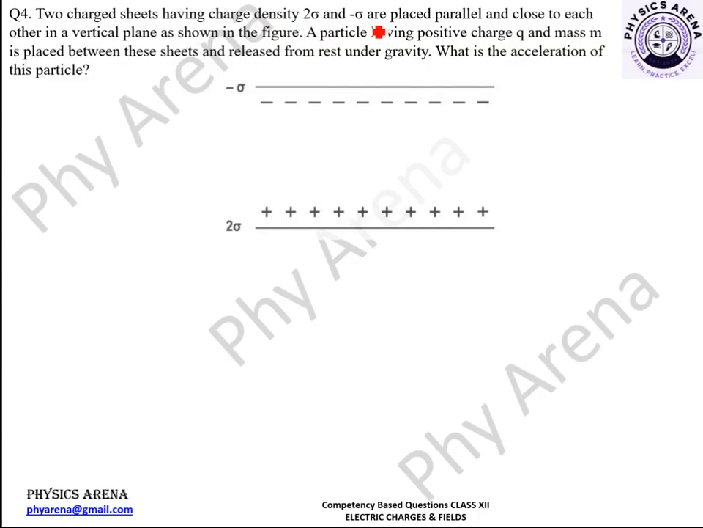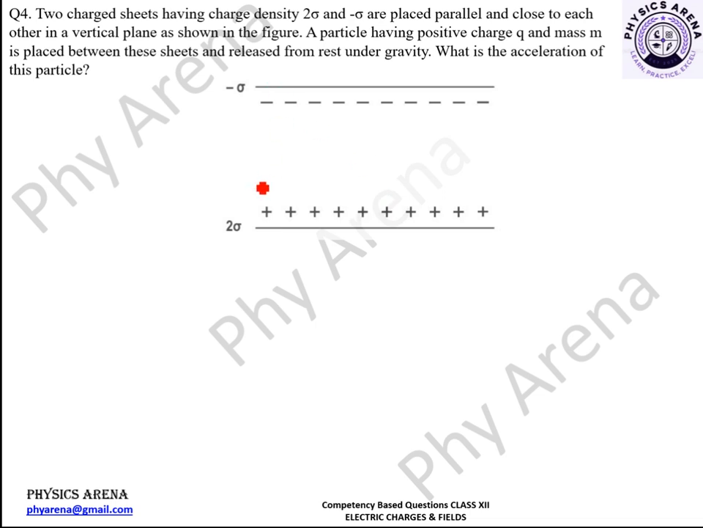Two charge sheets having density 2 sigma and minus sigma are placed parallel and close to each other in a vertical plane as shown in the figure. A particle having positive charge Q and mass m is placed between these sheets and released from rest under gravity. What is the acceleration of this particle?